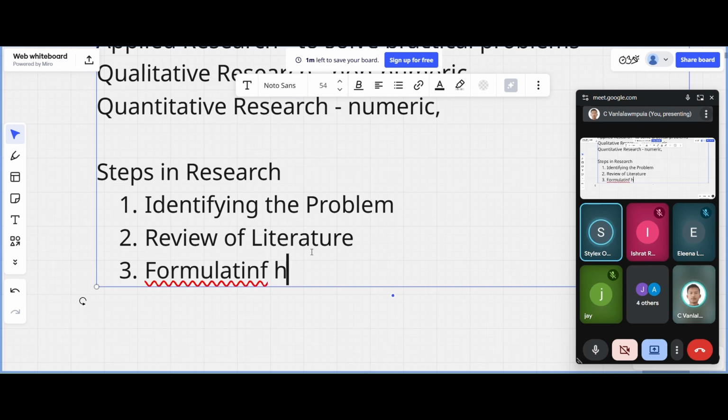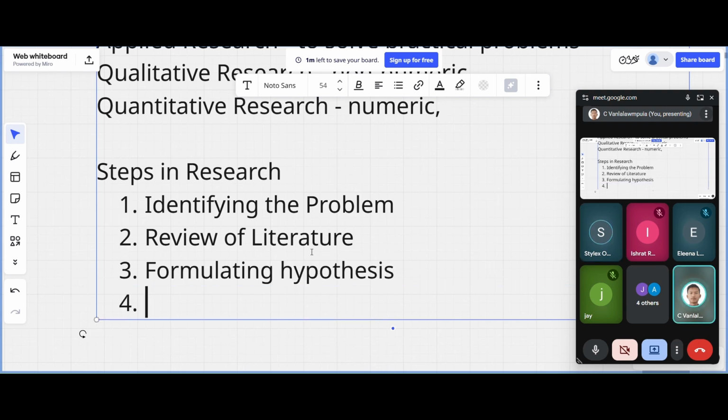Formulating hypothesis. What do you mean by formulating hypothesis? It means you will write down what you expect to find. For example, Churachandpur district is a good example because many of you are from there, I think. Let's say in Churachandpur district, if you want to find out how many people are Paite, how many are Thadou, how many are Gangte, you will write a hypothesis. You will say this many persons are Paite, this many are Thadou Kuki.